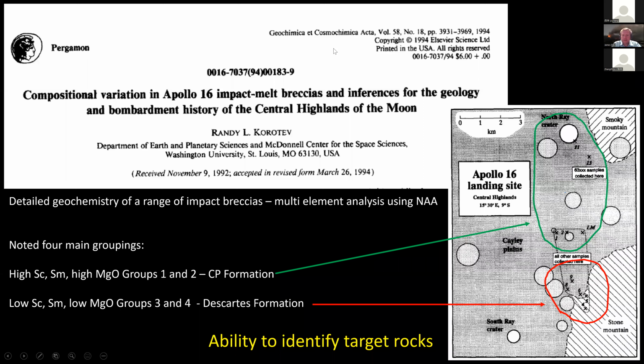So the first thing he noticed is that the high scandium, high samarium, and high MgO group 1 and group 2 rocks, or rocklets that he measured, all came from this region of the Cayley Plains. He noticed that the low scandium, low samarium, low MgO groups came from this part close to the Descartes formation.